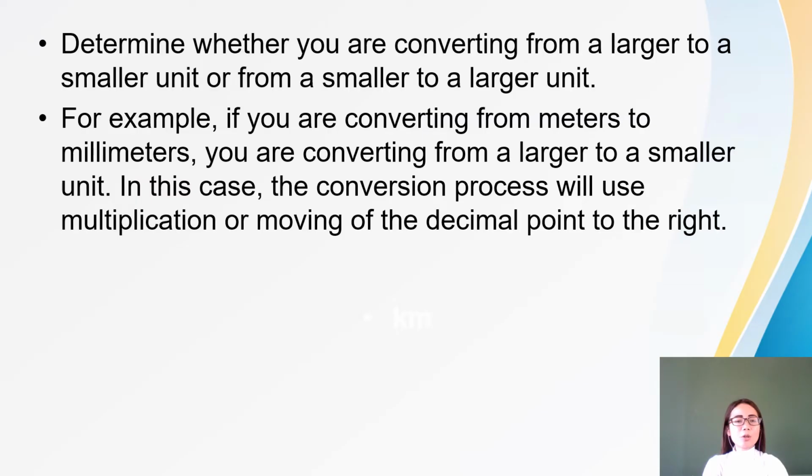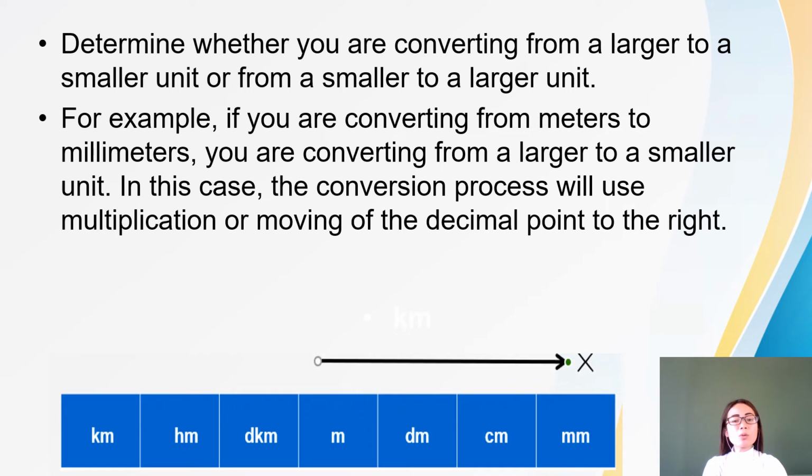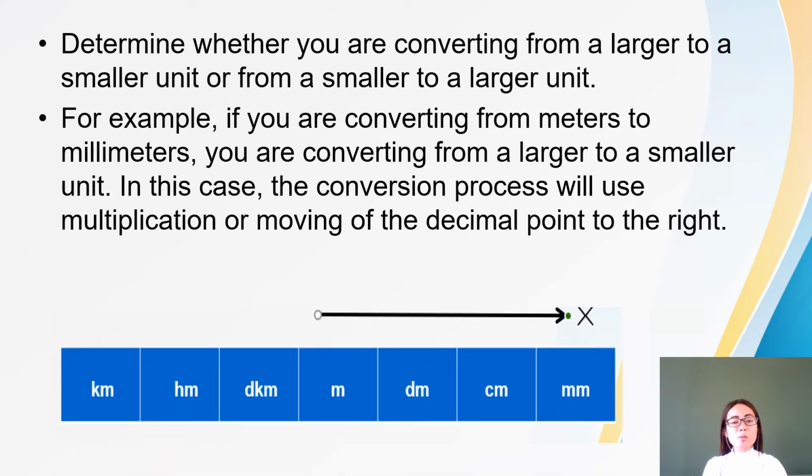In converting units of length, first, determine whether you are converting from a larger to a smaller unit or from a smaller to a larger unit. For example, if you are converting from meters to millimeters, you are converting from a larger to a smaller unit. In this case, the conversion process will use multiplication or moving the decimal point to the right.